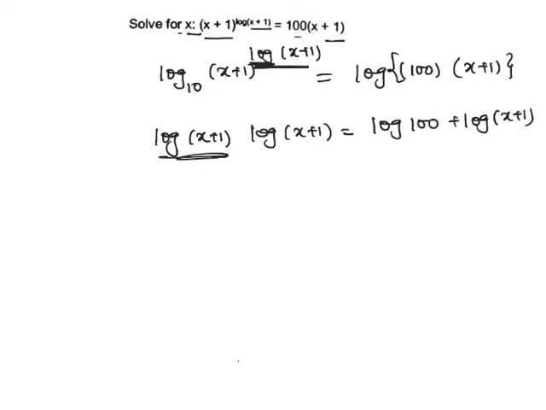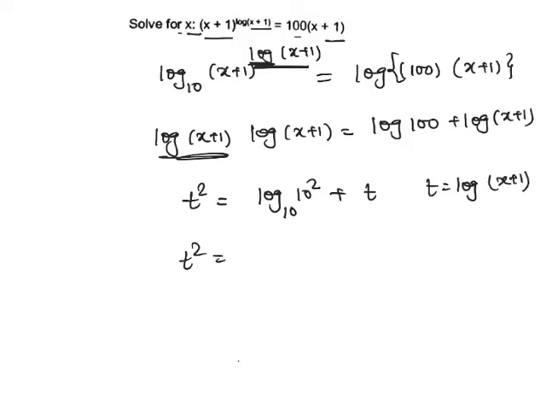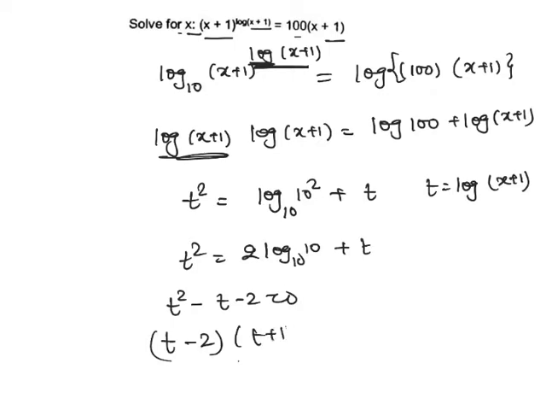Log (x plus 1) we can take as t. So this will become t square equals log base 10 of 10 square plus t, where t equals log (x plus 1). Clear this one? If I simplify this, t square equals 2 times log base 10 of 10 plus t. If we simplify, t square minus t minus 2 equals 0. Factoring, (t minus 2) times (t plus 1) equals 0. So t equals 2 and t equals minus 1.